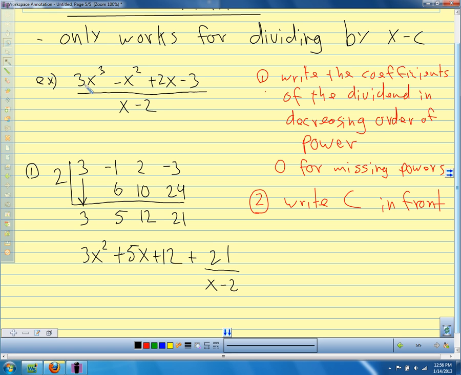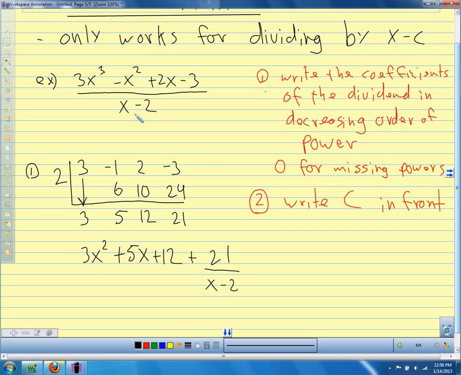But if we want the quotient, if we want the answer to this problem, the answer is 3x squared plus 5x plus 12 plus 21 divided by x minus 2. So my power has been reduced by 1, and my remainder is this last number, and I divide my remainder by the divisor.